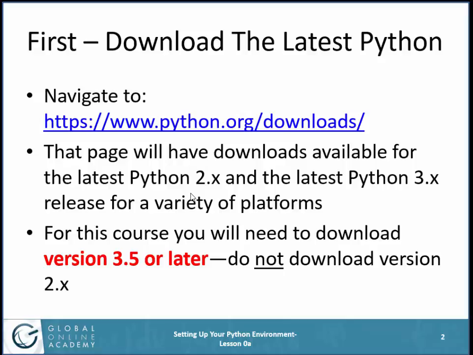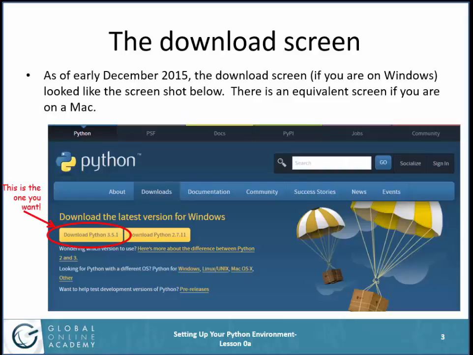I want us to learn the latest version, and there's some features in it that we're going to be taking advantage of. So make sure that you download whatever the latest version is of Python 3. It's 3.5 as of the time that I'm making this video, but it may have changed by the time that you do your download. So for this course, you're going to need to download version 3.5 or later. Do not, repeat, do not download version 2.